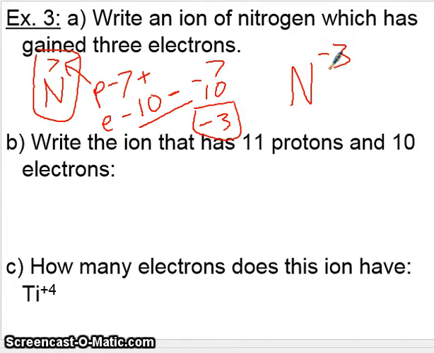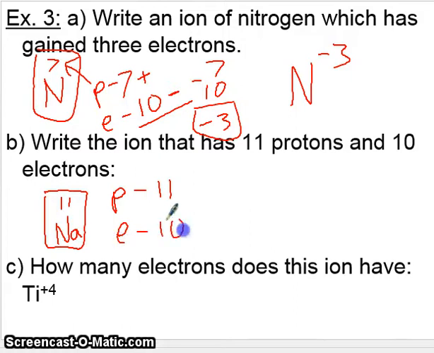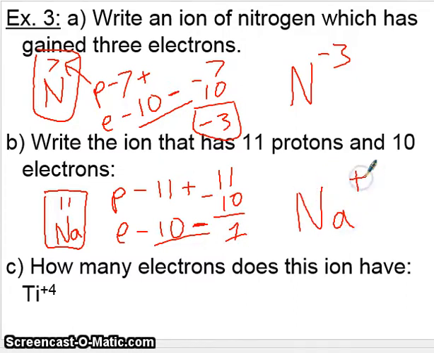How about for part B, write the ion that has 11 protons and 10 electrons. So find the element which has the number 11 above it, and that element should be Na, the one that we've just seen, sodium. Now because it has 10 electrons, your proton count is 11, your electron count is 10. Electrons are negative, protons are positive. You've got one extra positive than you have negative. Technically what you're doing is 11 minus 10. So you get 1, and so sodium's charge would be +1. You can put the 1 in there, or you can just leave it as a plus. Then finally part C says how many electrons does this ion have.